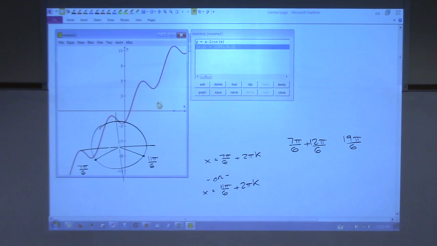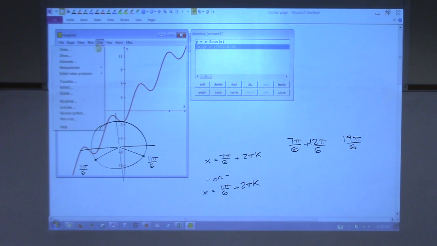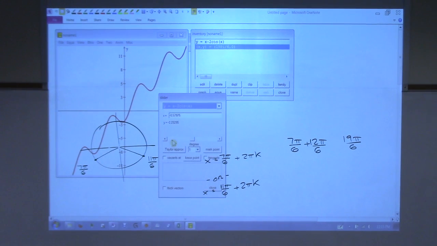I need to find the point. Okay, there it is. Right there. Does that look like if I go straight up, I'm going to be up there? Okay, well, I can do one better. I can have this program tell me where the tangents are.